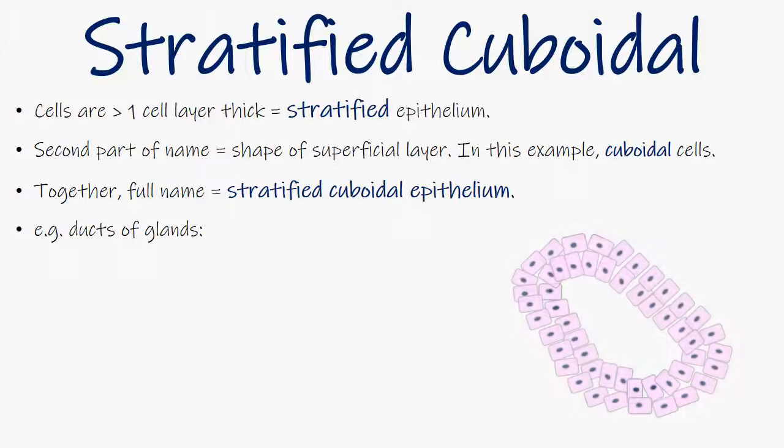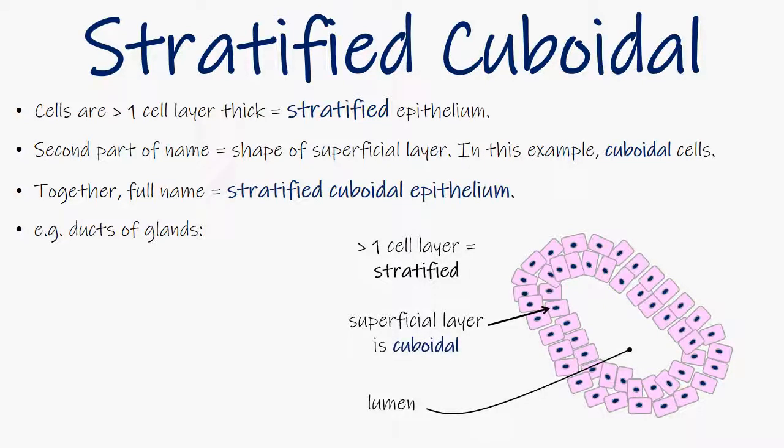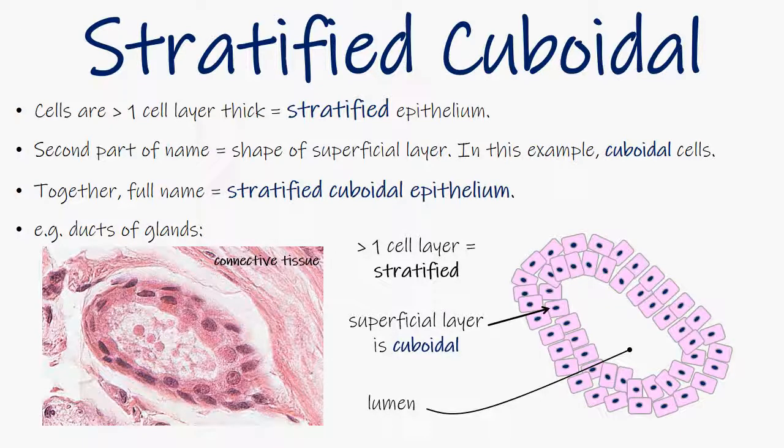Again, looking first at a schematic, it is called stratified because it consists of more than one layer of cells. It's called cuboidal because the most superficial cells are cuboidal in shape, and so together it's called stratified cuboidal epithelium. Finally, compare the schematic to a micrograph of a duct from a sweat gland. There is more than one layer of cells, but the layer immediately adjacent to the lumen is cuboidal, so this is a stratified cuboidal epithelium.